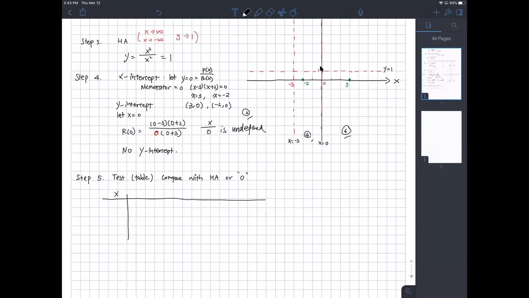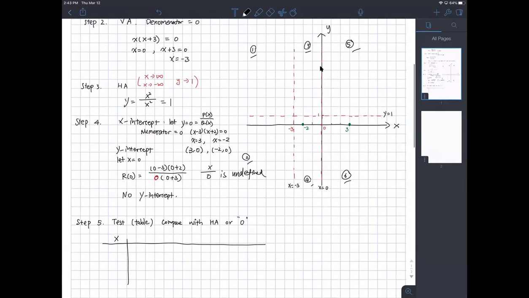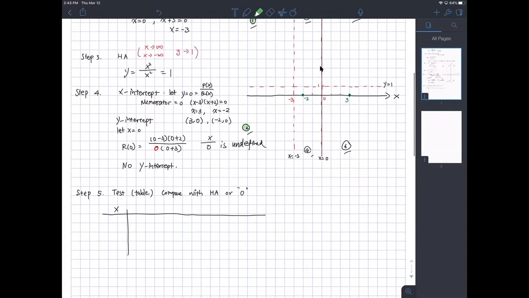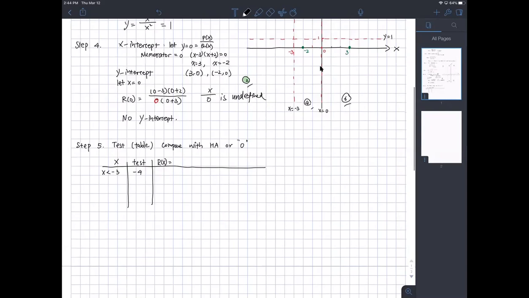For my x value, the first region, region 1 and region 2, when I have region 1 and region 2, my x is supposed to be less than negative 3. So let's test some number. If x is less than negative 3, let's say x equals negative 4. Now I'm going to plug it into my function, r of x. You can plug into the original function, or you can plug into the factored form.